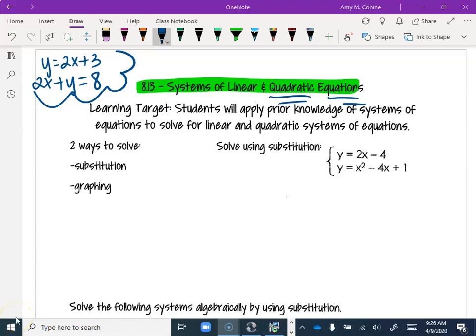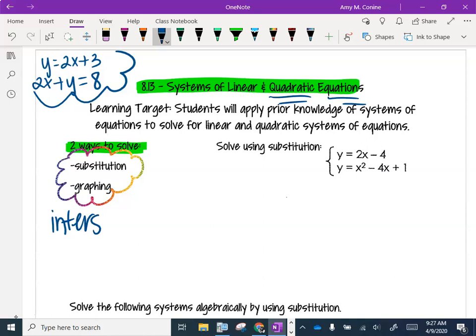So with that, there are two ways to solve. You can use substitution or we can use graphing. When we solve, we're still going to try to get, not the roots, the intersections. So we're trying to find where these equations would intersect. Okay, so the first thing we're going to talk about is substitution.